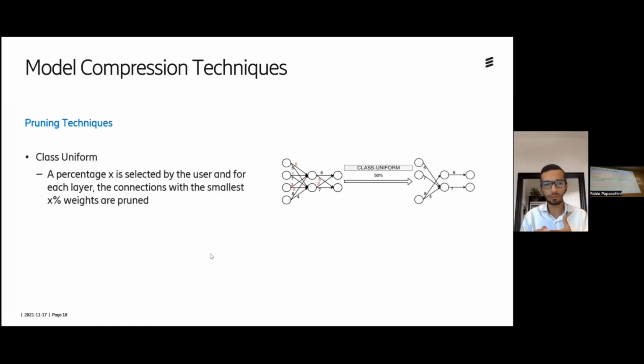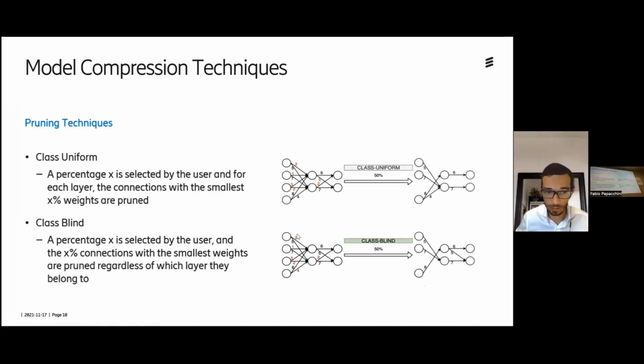And moving on to the class uniform technique. In class uniform, this is done layer-wise, and the user again selects a percentage x, and x percent of connections are removed from each layer. So from each layer, 50%, for example, of the connections with the lower weights are removed.